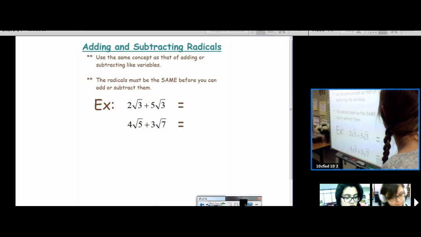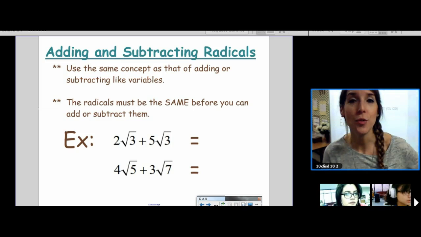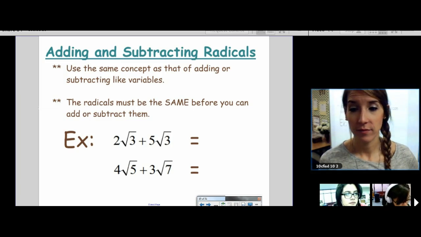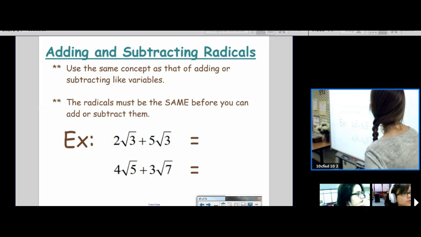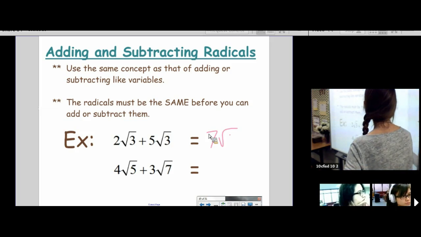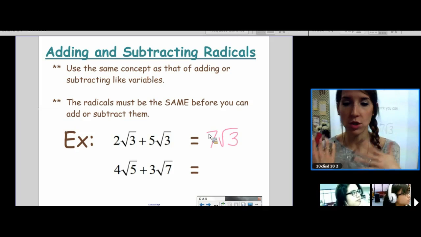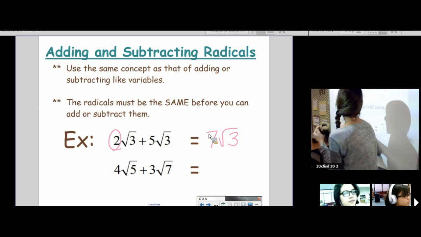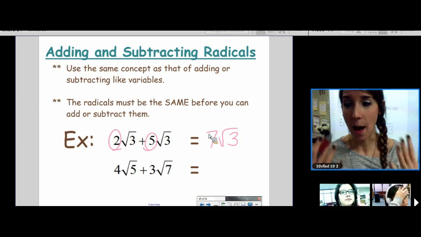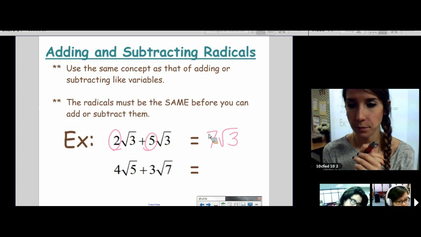So, let's take a look at this. 2 root 3 plus 5 root 3. That's just like saying 2x plus 5x. What would you write? You would write 7x. Well, instead of putting 7x, you're putting 7 root 3. You don't do anything to the root 3. You don't add the radicands. You don't change it. You just add the coefficients. It's like I had 2 apples plus 5 apples. I have 7 apples. Just because I combined them, it didn't change the kind of fruit. You don't change the root 3.